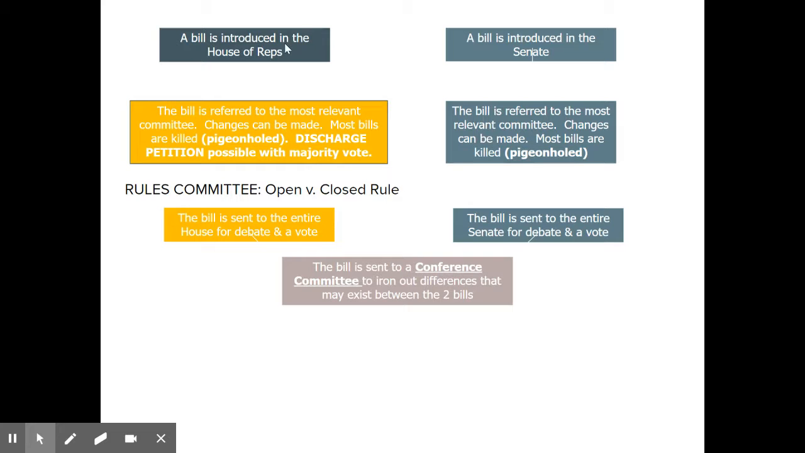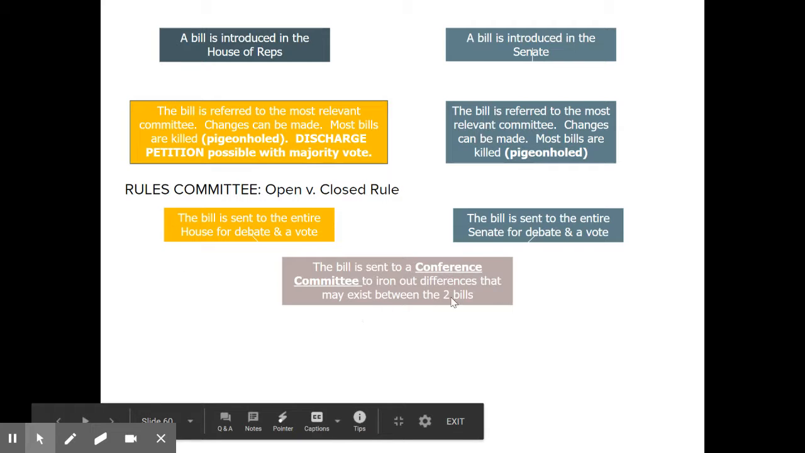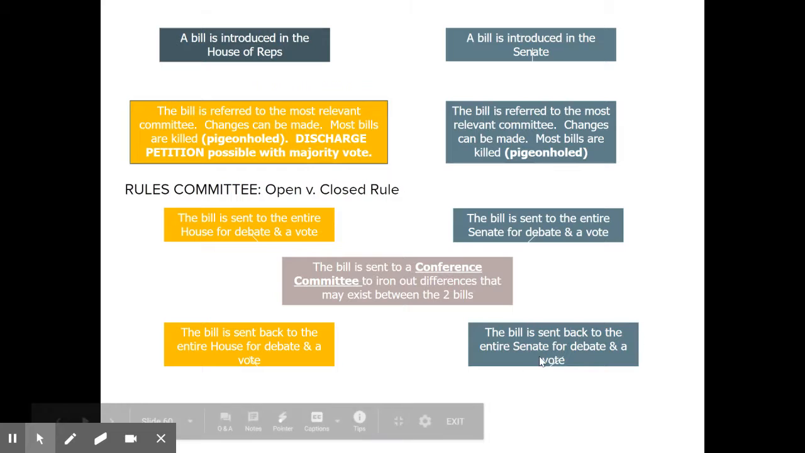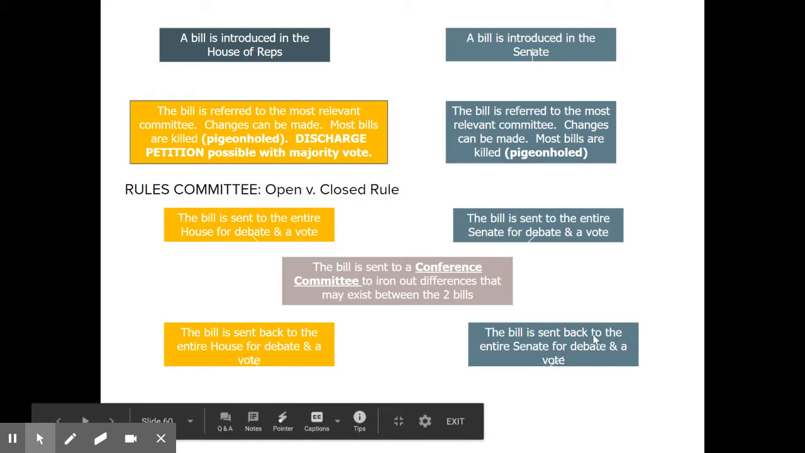All right. Because changes can be made in the House committees and the Senate committees, it's possible that by the time you get down here for a vote, you're actually talking about different versions of the bill. So you have to form what's called a conference committee. This is a temporary committee made up of both reps and senators that would iron out differences between the two bills. The conference committee would then send the now uniform bill back to the entire House for debate and vote, and the entire Senate for debate and vote. This is when, if you're a senator, a filibuster can actually take place.